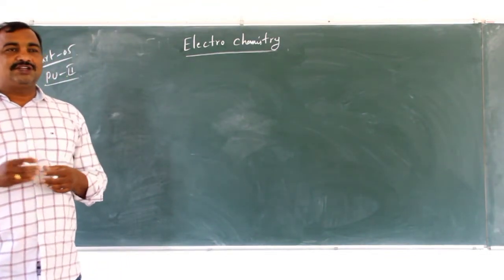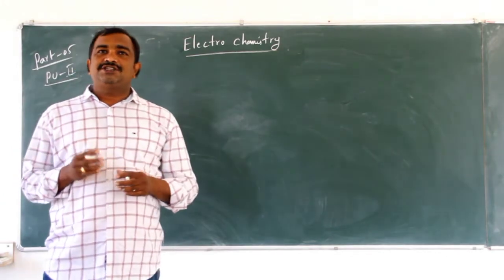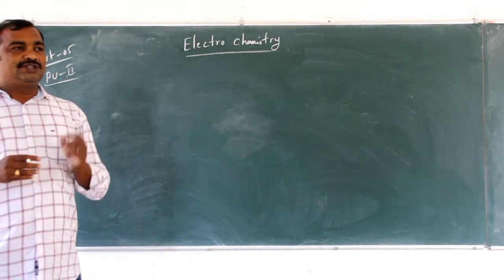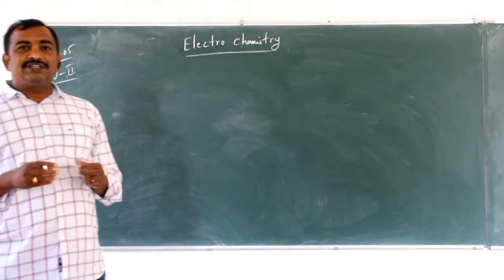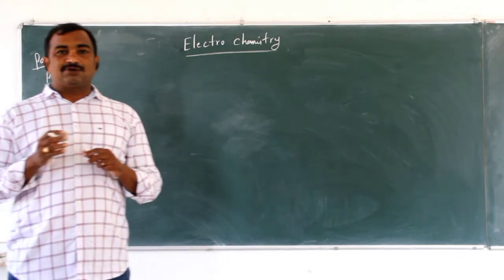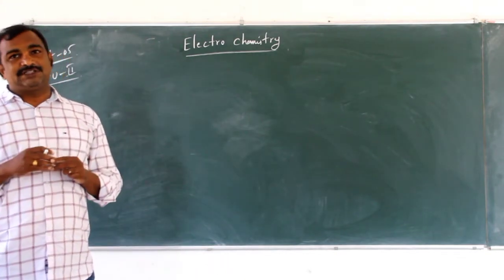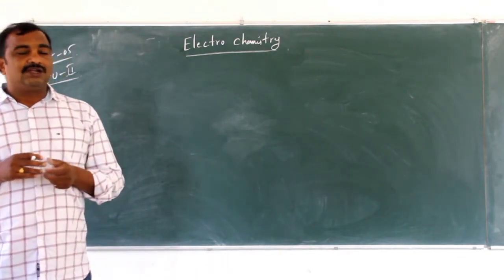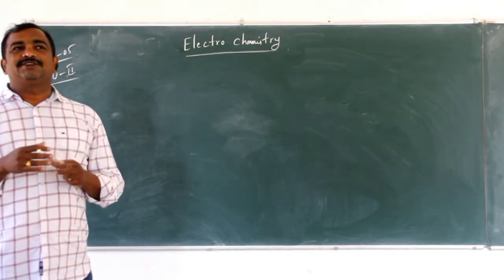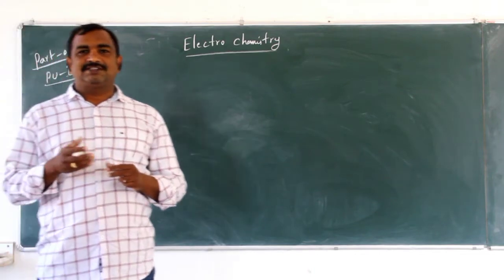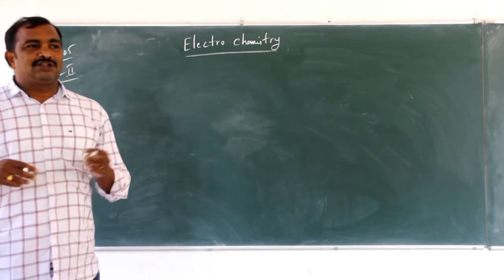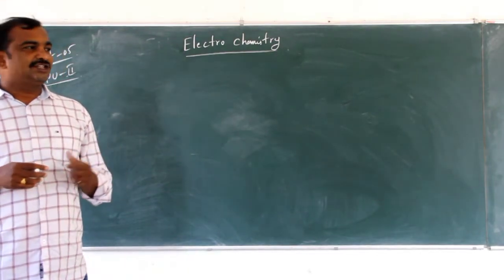In the last class, what is the Nernst equation? Nernst is a scientist. He discovered an equation to find the electrode potential of a cell, or the EMF of a cell, for the Daniell cell or any other cells, like that we discussed in the last class. After that we did a problem based on the Nernst equation.